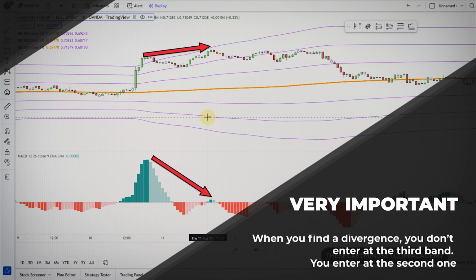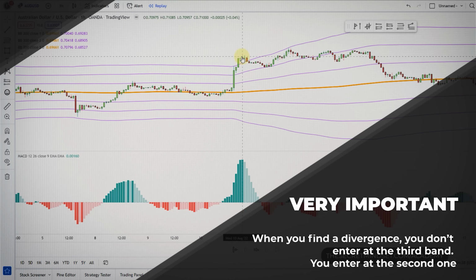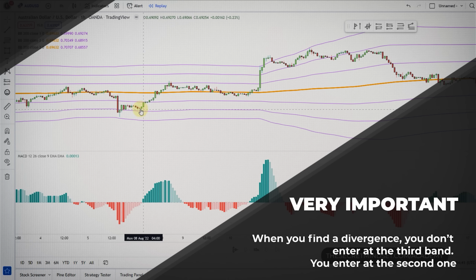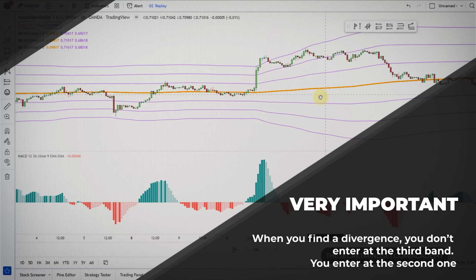And here's the trick: when you find the divergence, you don't enter at the third band. You enter at the second one. This is a riskier trade against the trend, and you know that price likes to rest at the Bollinger Bands before continuing its move. So you wait for a movement at the second band, then you target the first band, and the middle line as the final target. But most of the time, you'll have a decent win rate if you just target the first band.